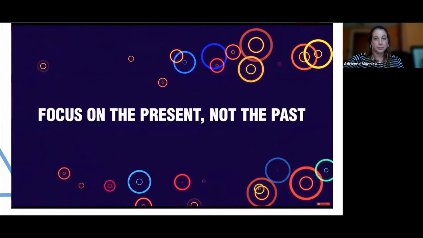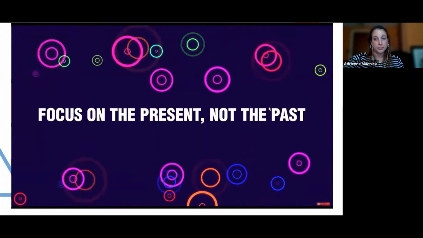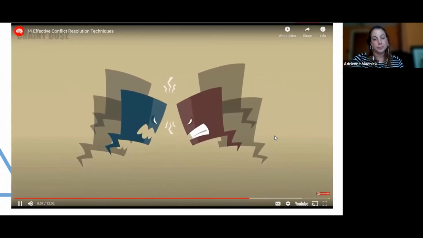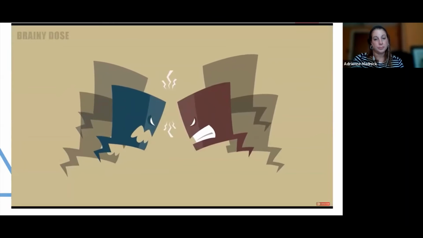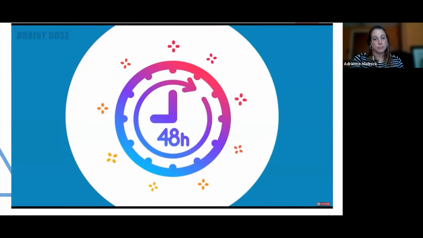Number 12, focus on the present, not the past. When you are in a conflict with someone, it can begin to get personal. You may start to remember other conflicts you had with them in the past and get resentful. You might even bring them up in order to attack them, even though it may have nothing to do with the issue at hand. One way to avoid this is to use a 48-hour rule.